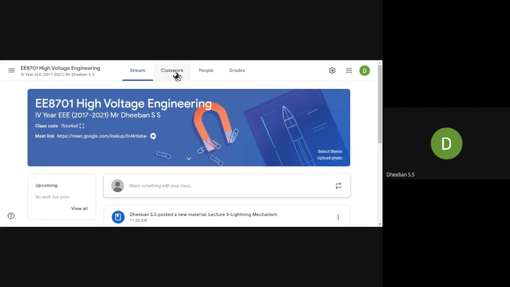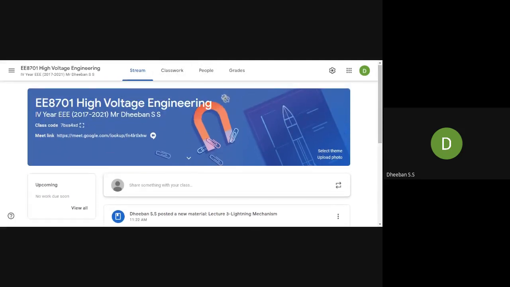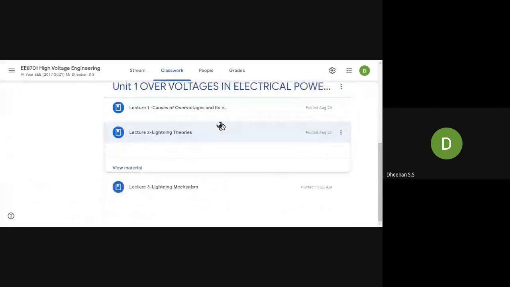I can get into the class. Okay. So just an overview regarding last class, lecture 2.